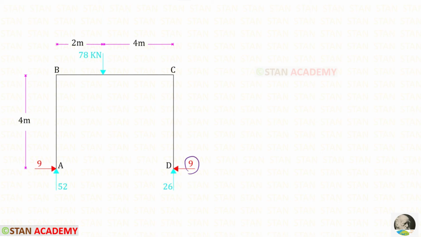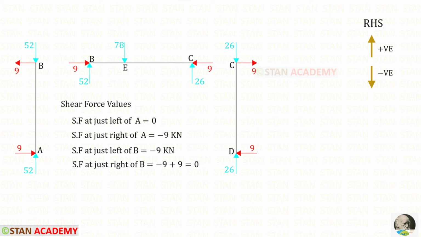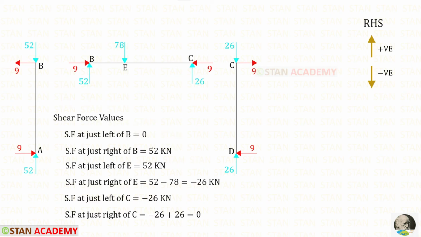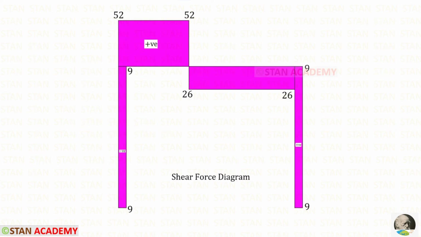In this frame, there is no horizontal load, so the values of HD and HA will be the same, but the directions will be different. HD is acting towards the left side, so HA should be acting towards the right side. Now we can draw the free body diagram. Using that, we can find the shear force values. These are the shear force values in the column AB. These are the shear force values in the beam BC. These are the shear force values in the column CD. This is the shear force diagram.